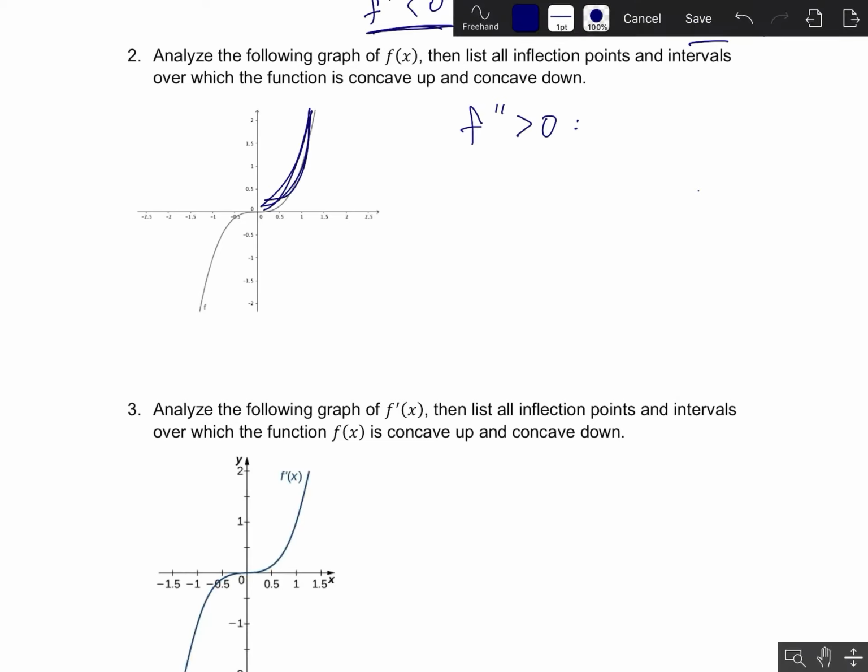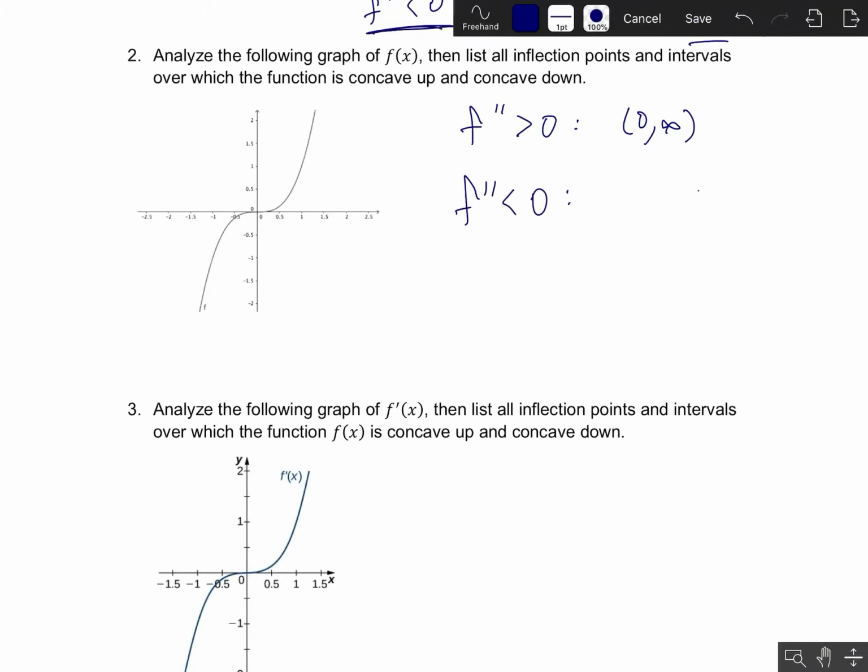It looks like on this region. So here we have that upward bowl. So that will be our upward concavity. And that happens on the interval from 0 to infinity in the domain. So remember, we're talking about the x values where this happens. So that's from 0 to infinity.